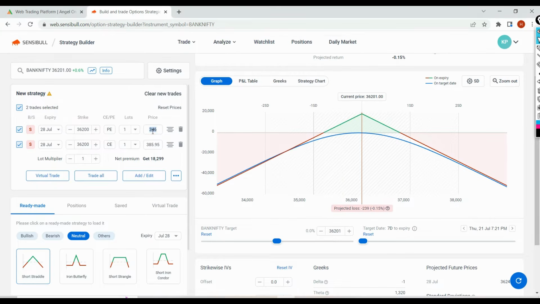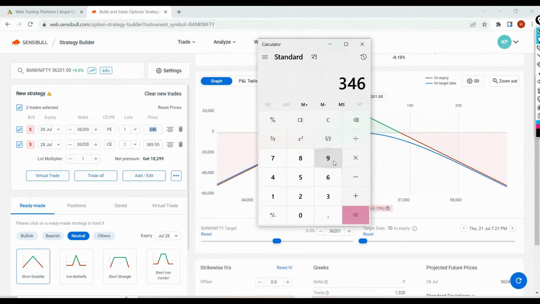So what is the premium you got? 346. This requires some sort of calculations, friends. The consolidated premium you received is 731, that is 346 plus 385. This is more of an intraday adjustment, so you have to know.